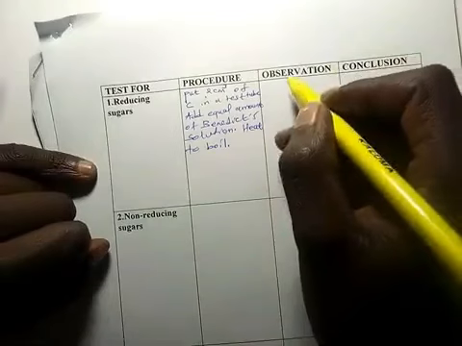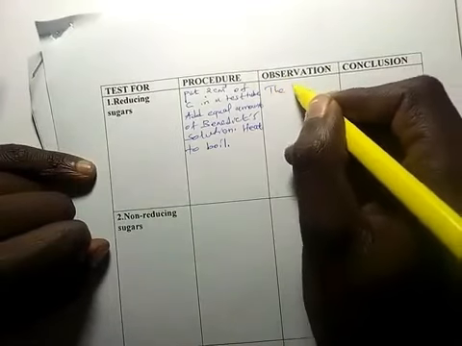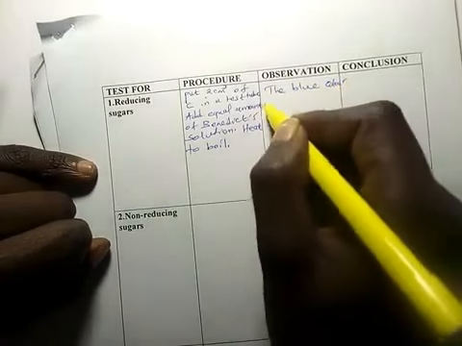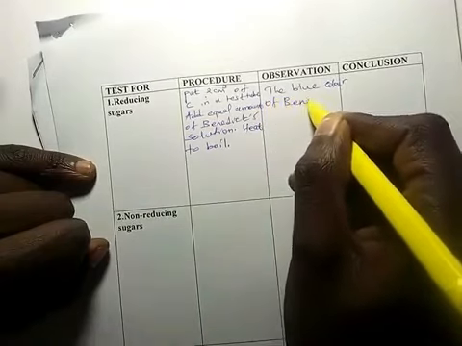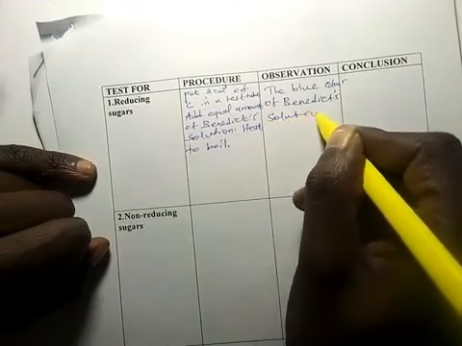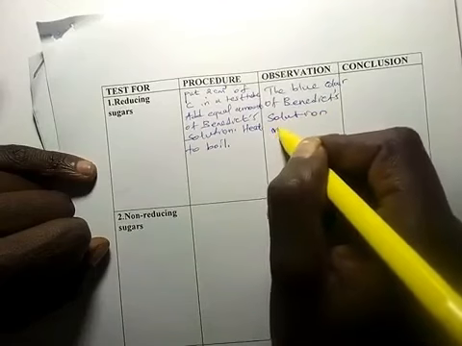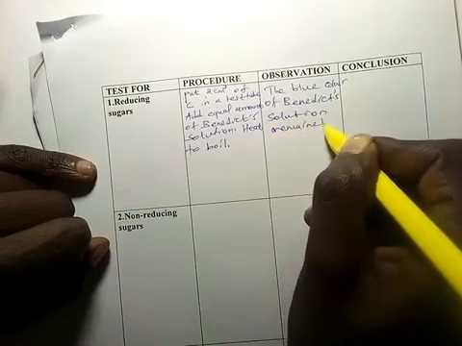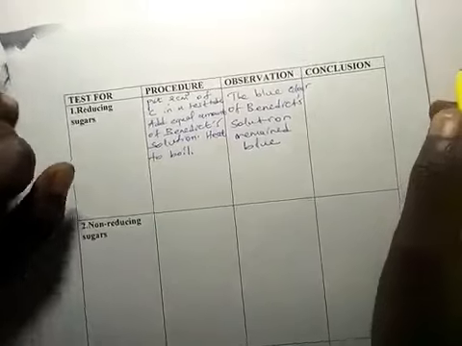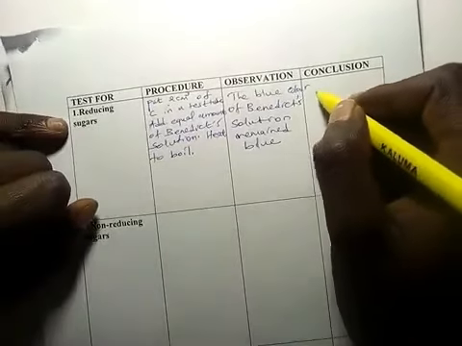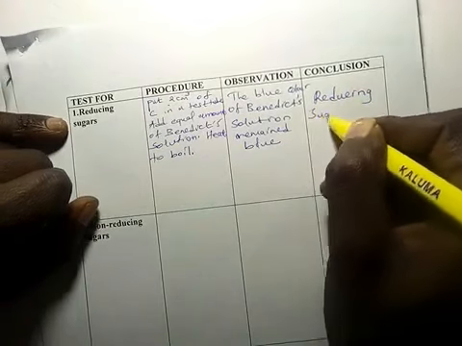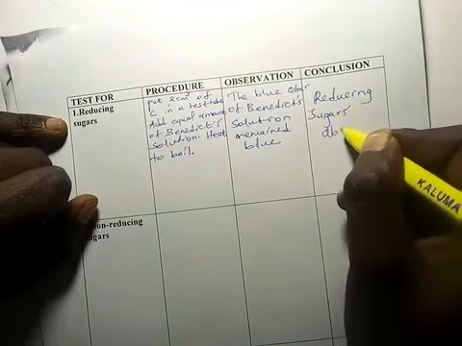Now the observation was the blue color of Benedict's solution remains blue. It was the observation. Now, in conclusion, there was absence of reducing sugar. Reducing sugars absent.